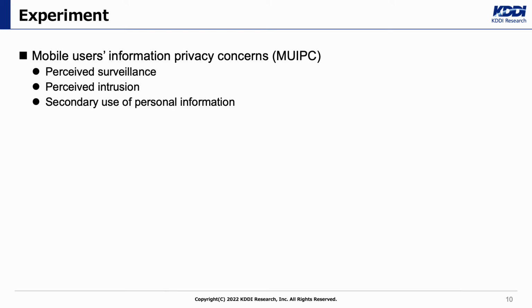We used the mobile user's information privacy concerns scale, which consists of 3 dimensions. These are perceived surveillance, which is concerned about data being collected and being tracked and monitored. Perceived intrusion, which is concerned about the spread of information and invasion of privacy. And finally, secondary use of information, which is concerned about personal information being shared and misused.